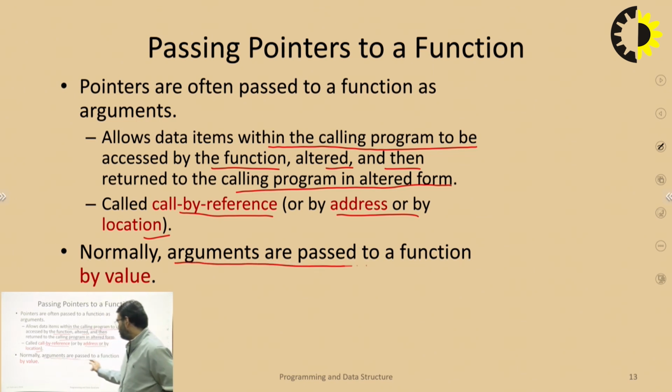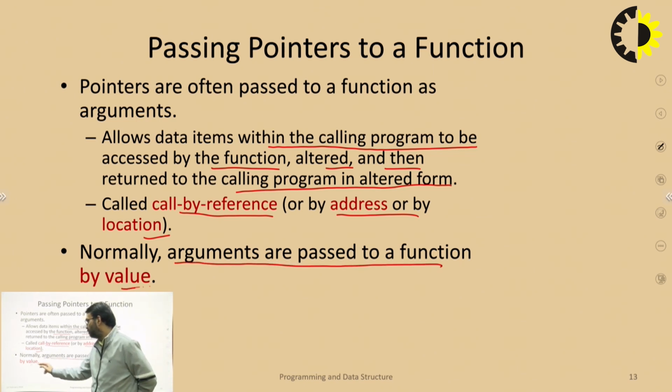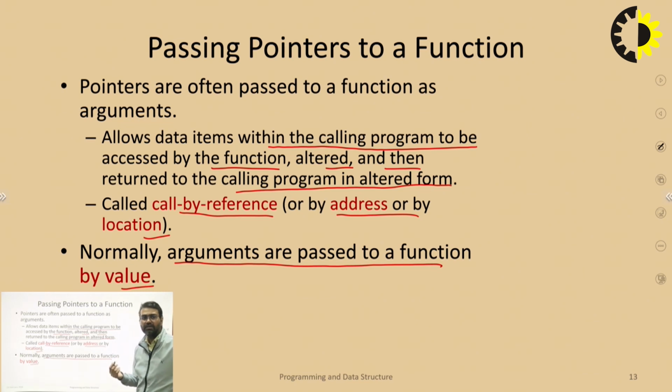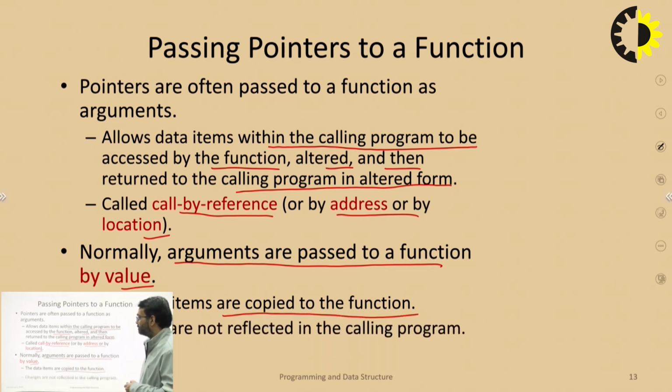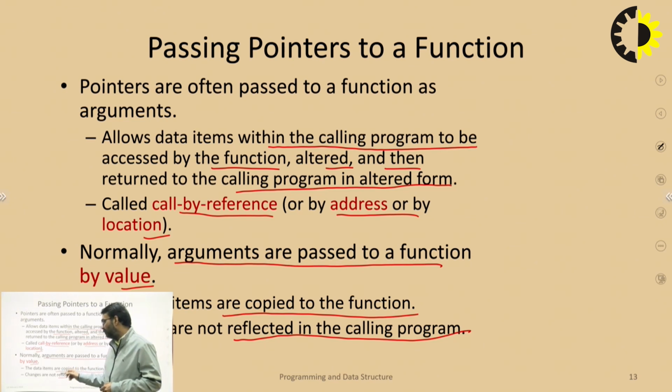Normally arguments are passed to a function by value. Basically we are passing the values of a variable to the function. The data items are copied to that function. You will understand by an example. When passing by value, changes are not reflected in the calling program. While if we use a pointer as an argument, changes are reflected in the calling program.